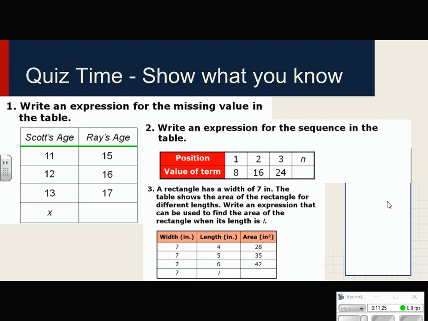Here is your quiz. You got 3 questions. Remember, you're not giving me a number for an answer. You're giving me an expression, a pattern on how to solve Scott's age to Ray's age, or the position over the value, or here, what's the area if your width is 7 and your length changes.